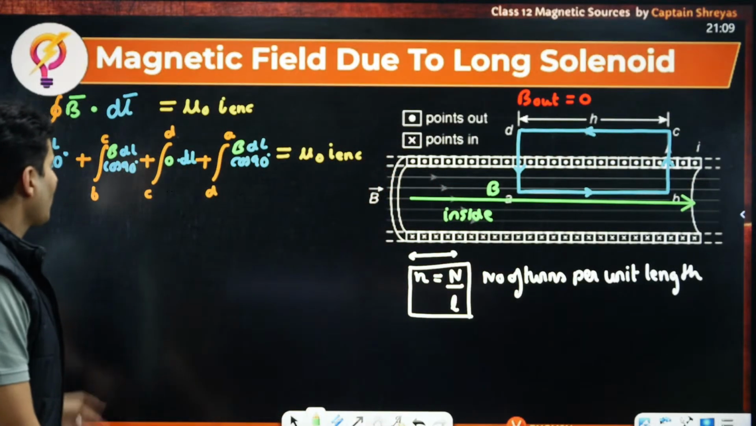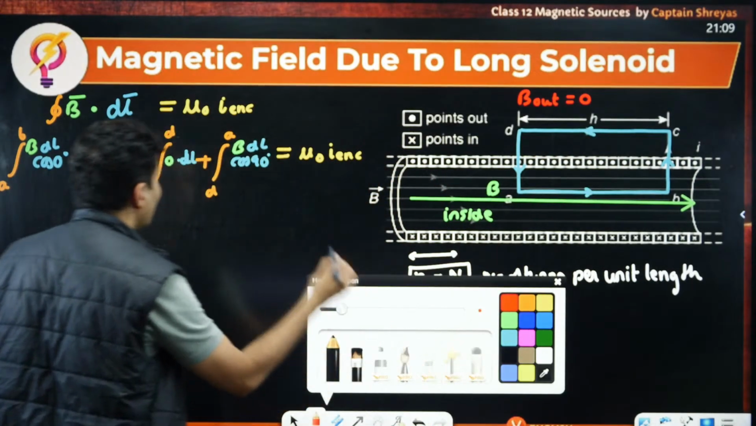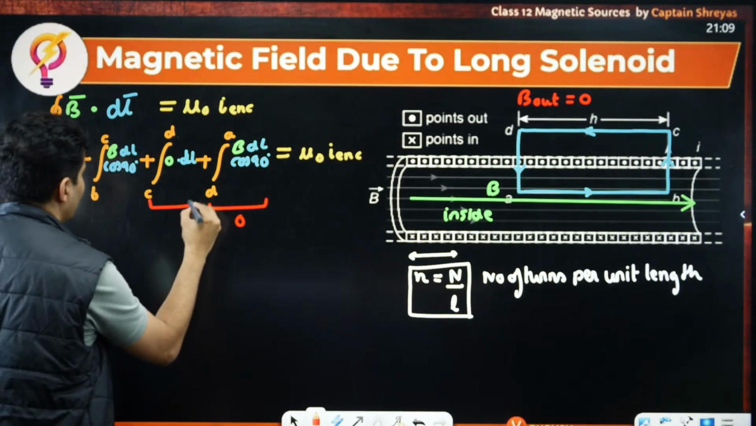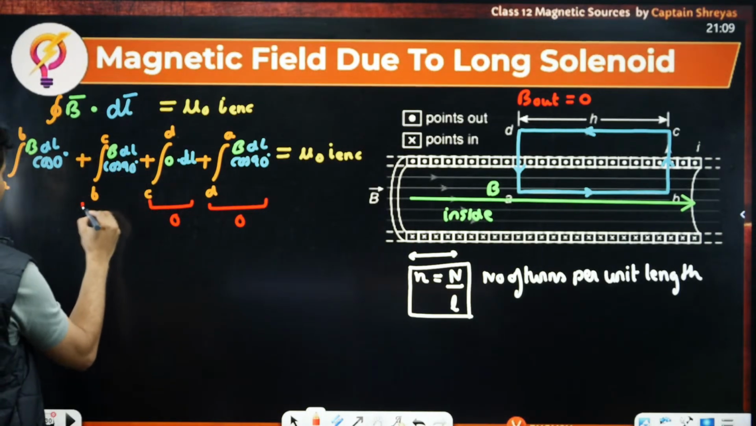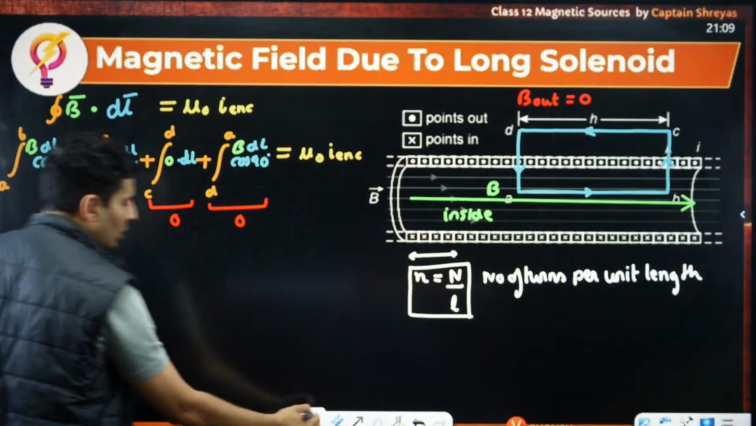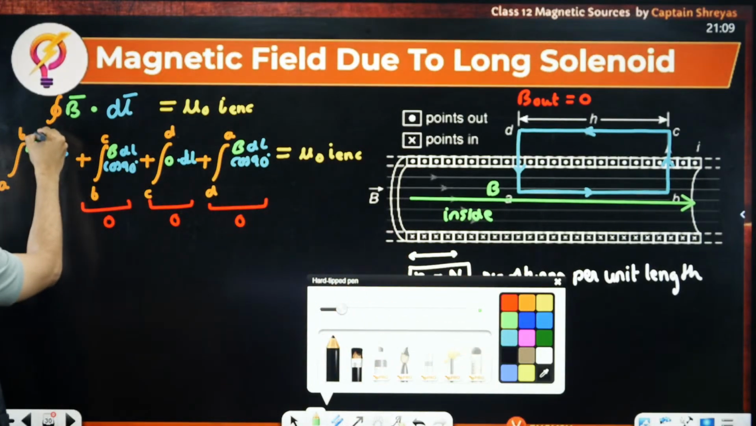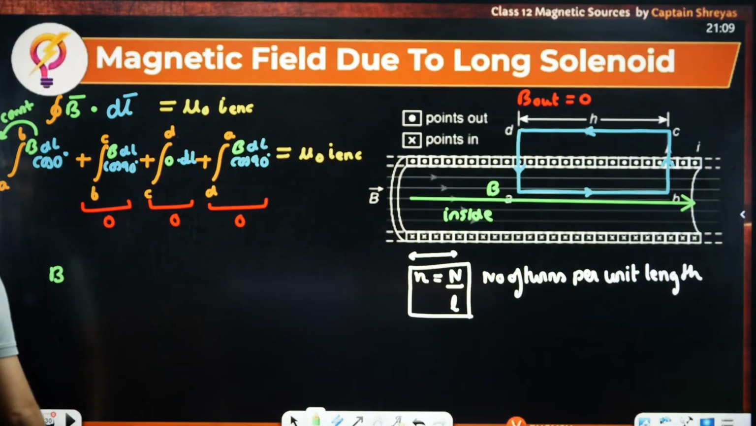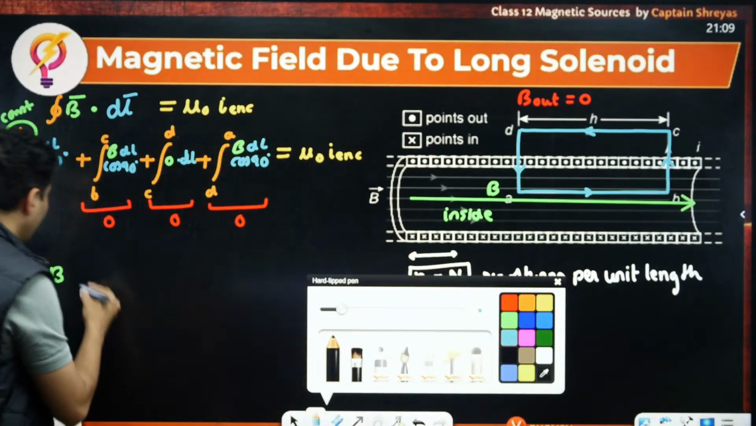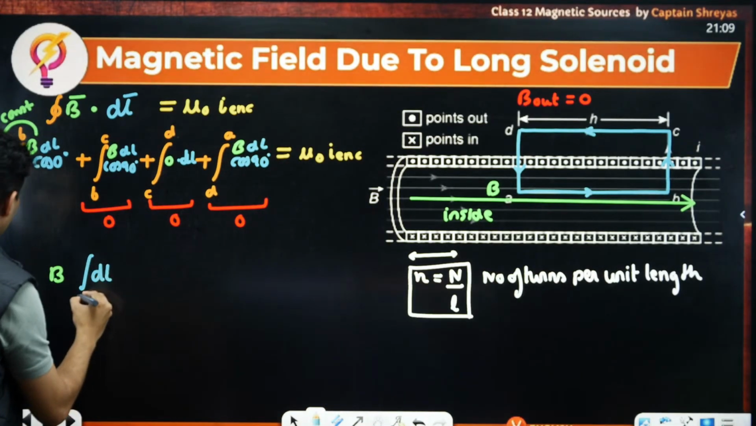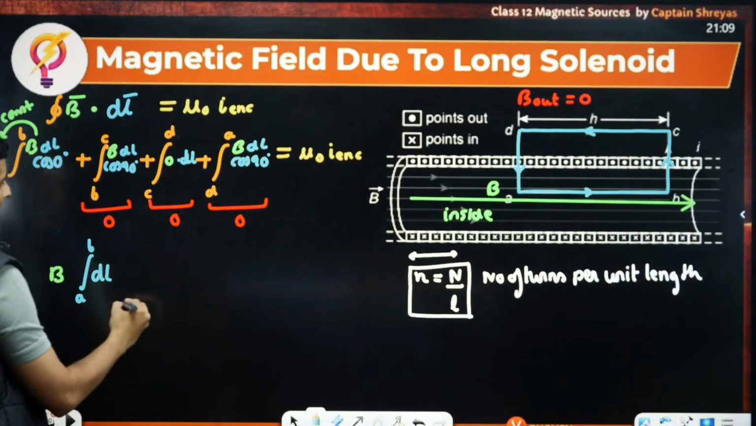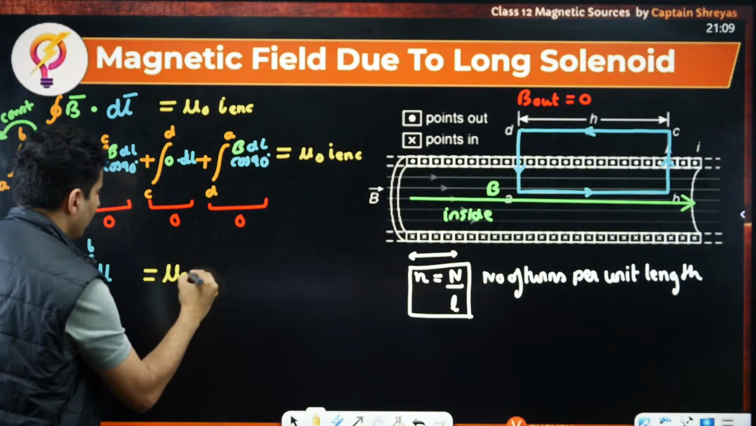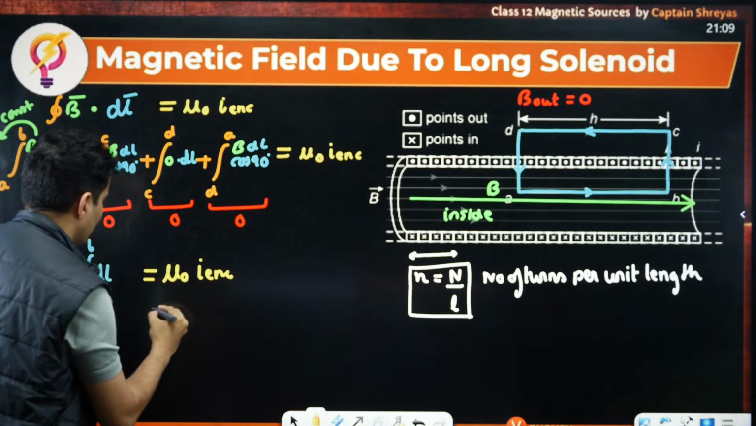Oh, interesting. So what happens now is a very interesting thing. Cos 90 is 0. 0 into anything is 0. Cos 90, 0. The only term to exist is this, out of which B is a constant. So bring it outside the integration, and I'm just left with the integral of dl from A to B. And on the right hand side, we have mu naught into I enclosed.